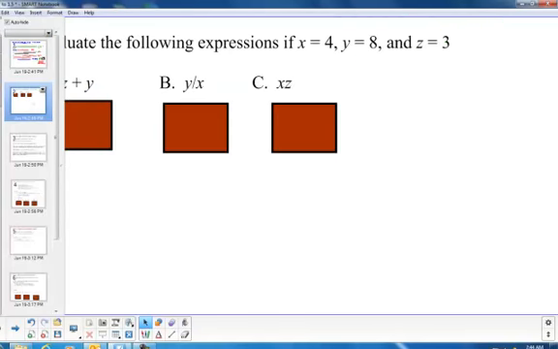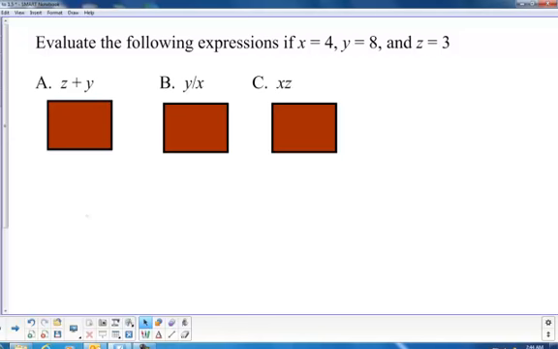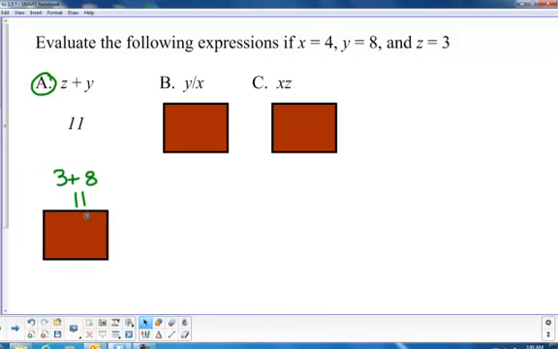All right, the next slide on your page is a couple problems. So what I would like you to do is try letter A and pause it right now. And then as soon as you're done, hit play and see if you did the same thing I did. So pause. All right, Z is 3, Y is 8, 8 plus 3 is 11. And that's our answer.